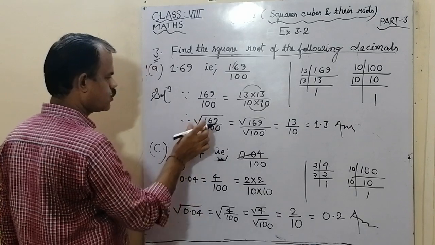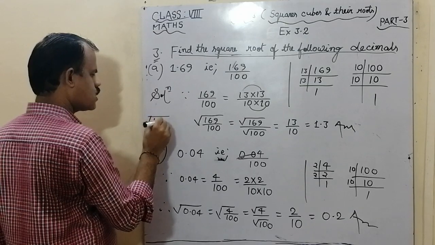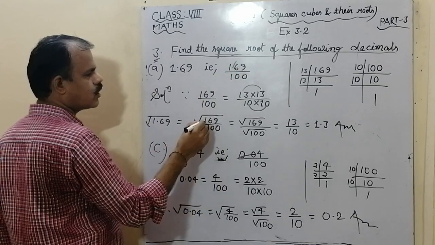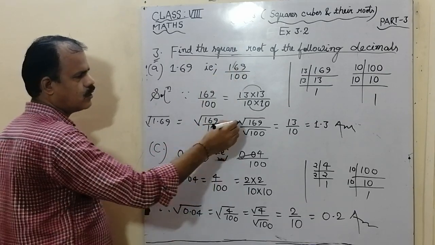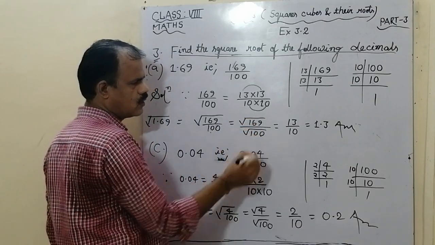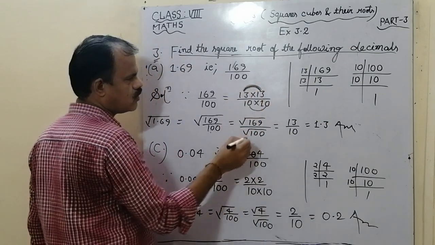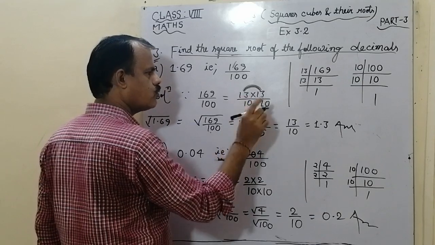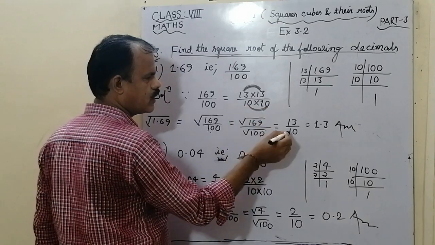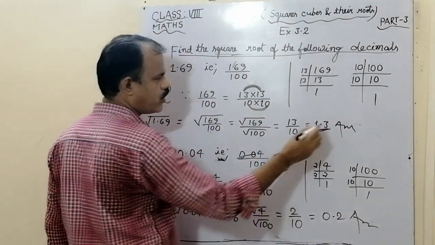So root under 1.69 equals root under 169 upon 100. Separately we write under root 169 under root 100. So here you can see both 13 and 13 are in pair. So from the root we take out only one factor, that is 13, and here 10 10 is a pair, so 10 is taken out. So 13 by 10 equals 1.3, and this is the final answer.